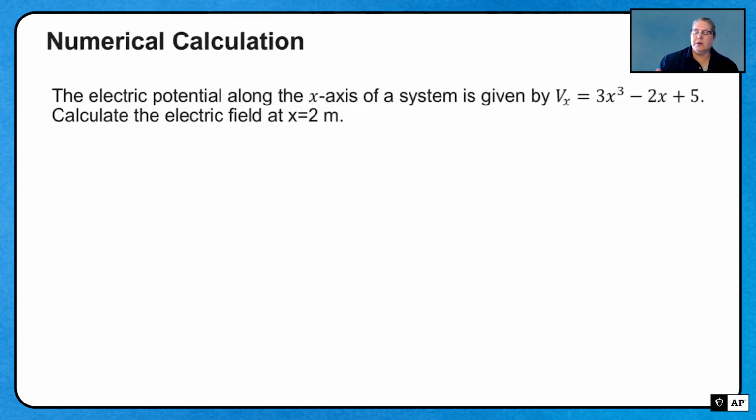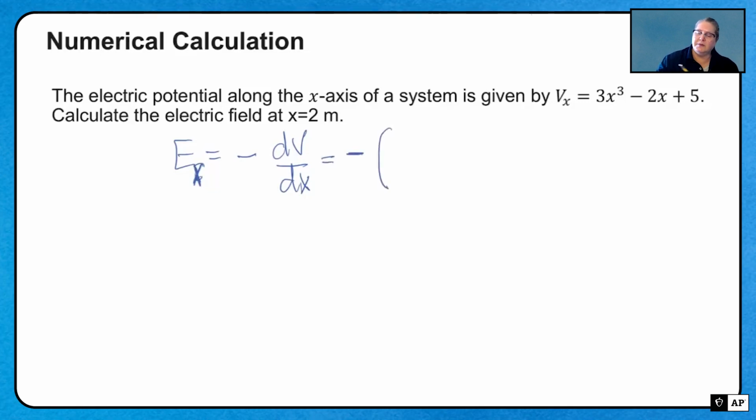We also want to take a look at one where we're given the potential function. V sub x equals 3x cubed minus 2x plus 5, and I want to calculate the electric field at x equals 2 meters. Here the electric field is minus dV dx, and this is the electric field in that x direction. So I'm going to have that negative sign. I'm going to take the derivative of this expression. So I'm going to get 9x squared minus 2, because the derivative of a constant is 0.